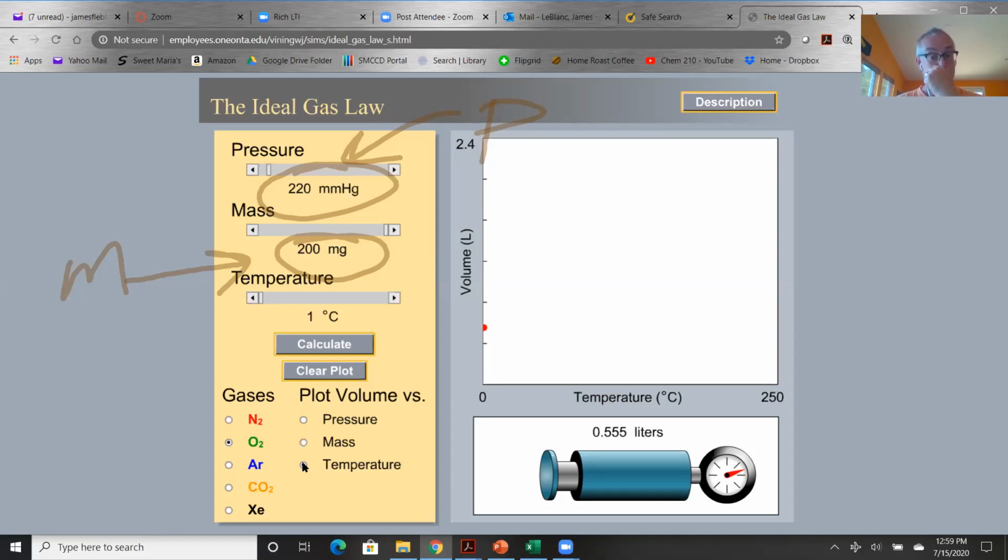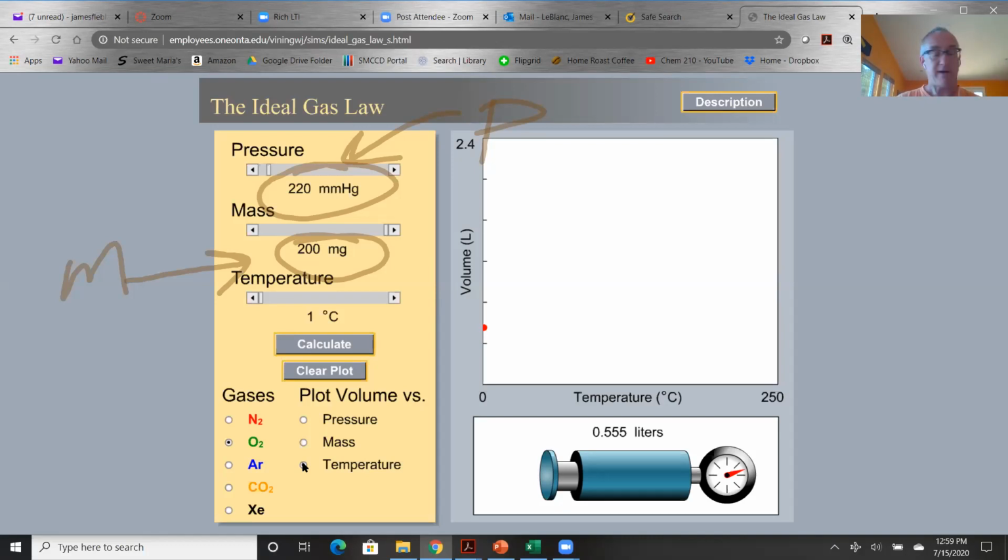So if I'm looking at just the relationship of temperature and volume, everything else has to stay the same, or I won't be looking at a relationship of temperature and volume anymore. And that's what we're doing here. We're doing temperature versus volume.